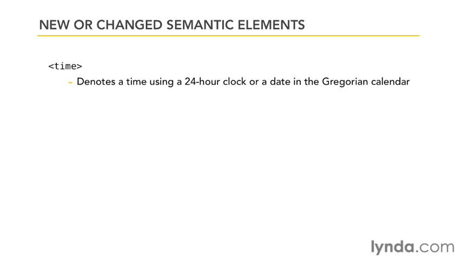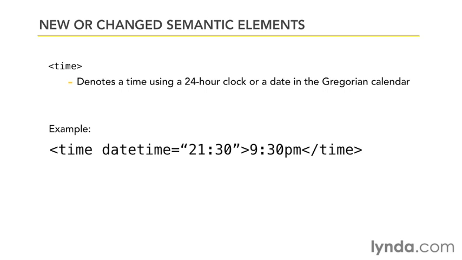Finally, we have the time tag. Now, the time tag is controversial, to say the least. In fact, the week before we recorded this course, the W3C, who decide these things, what tags people can and cannot use, decided to pull the time tag out of the HTML5 standard, only to reintroduce it because developers got so angry. The idea with the time tag is that when you put a time on your website, you can tell the browser what time this is, and then the browser can do something with it.